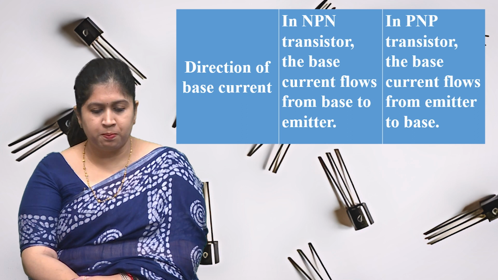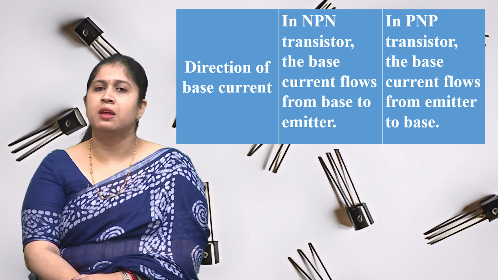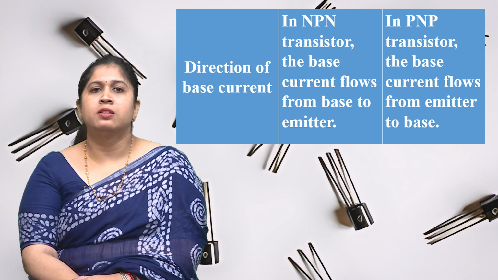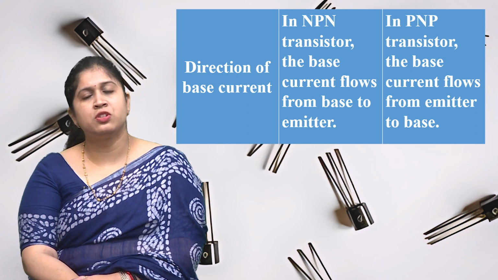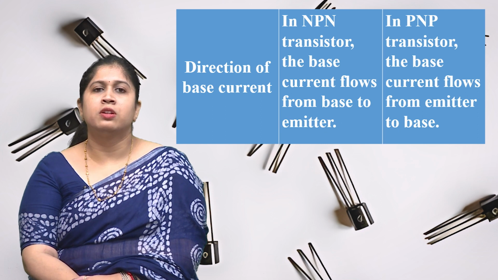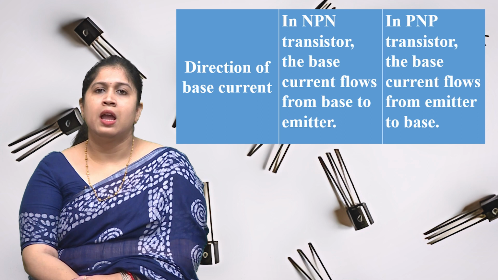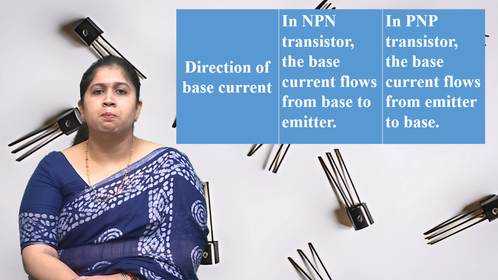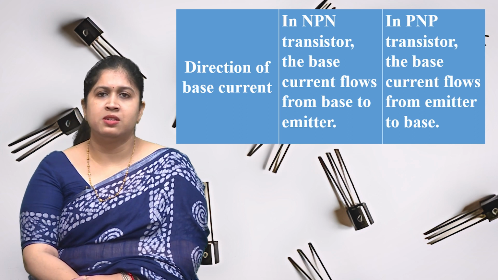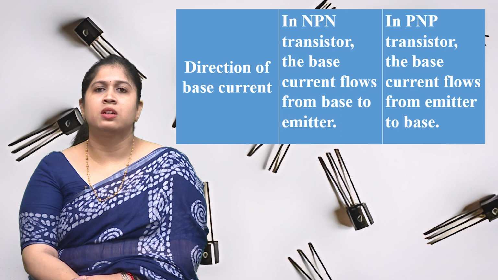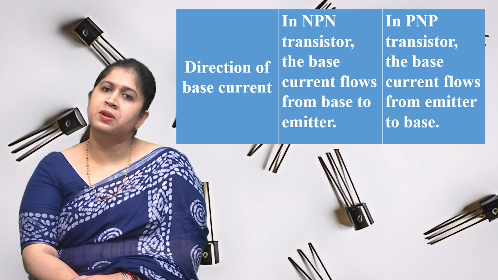Direction of base current. This is the major difference between NPN and PNP. The direction will show which one is NPN and which one is PNP. Now listen carefully. In an NPN transistor, the base current flows from the base to the ammeter. On the other hand, for a PNP transistor, the base current flows from the ammeter to the base.